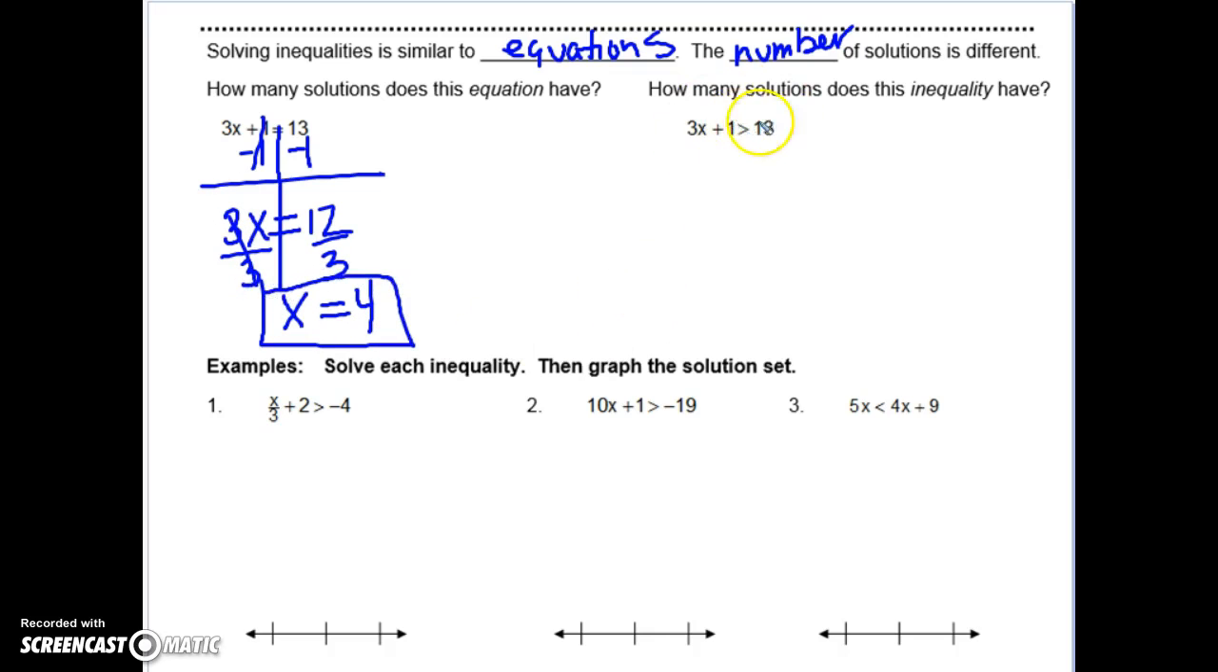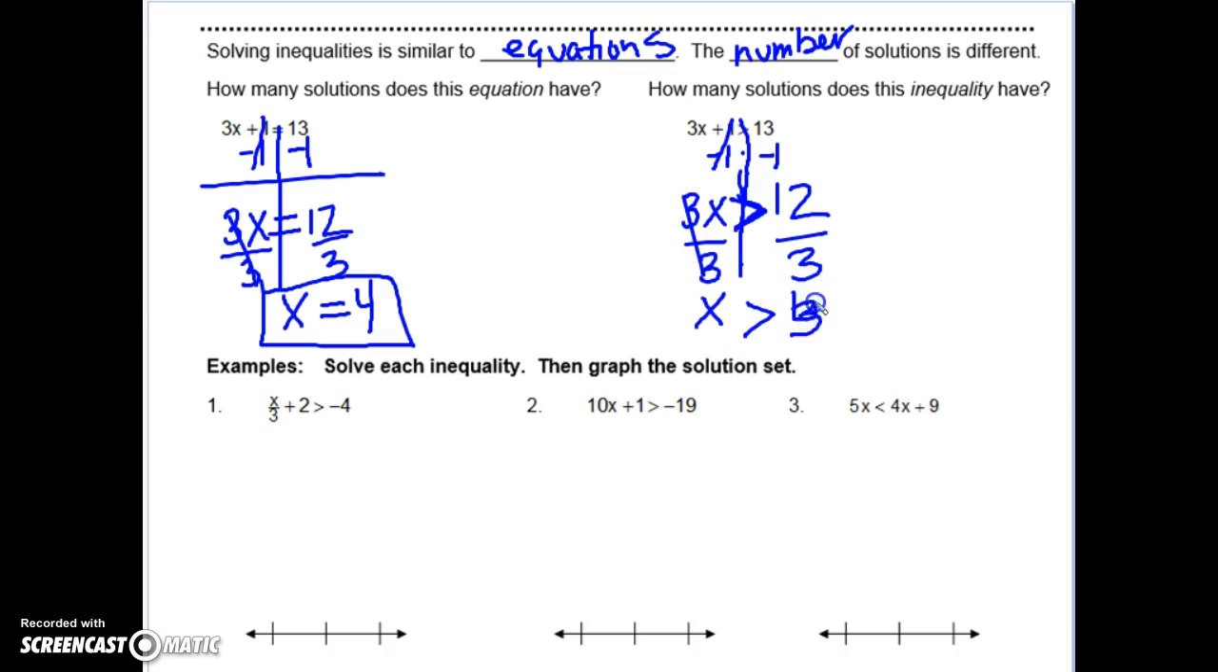And now look, I have the same numbers. The only difference is this greater than symbol in between. But notice that I can still draw my line. I'm still going to subtract that 1. But be careful, don't put an equal sign there. Still going to divide by 3. Oh, sorry, everyone. So x is now greater than 4.